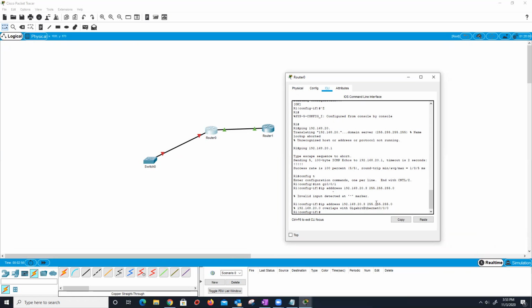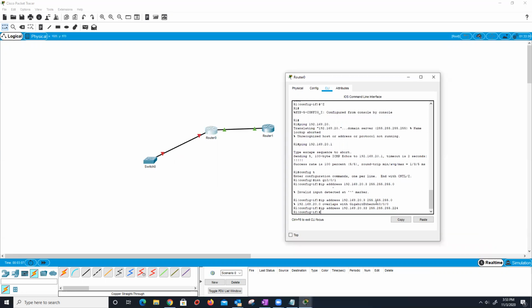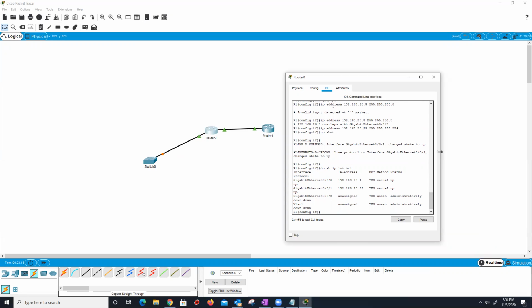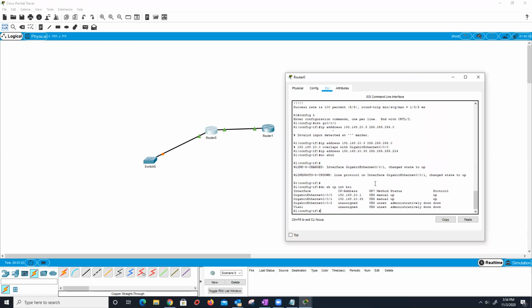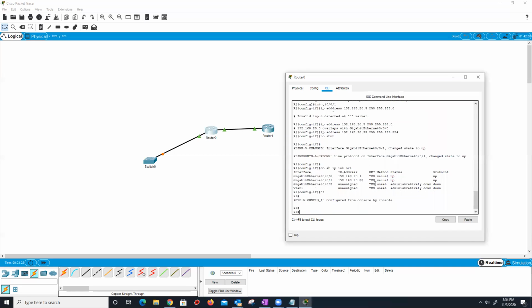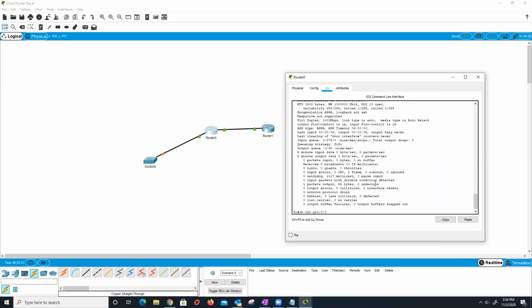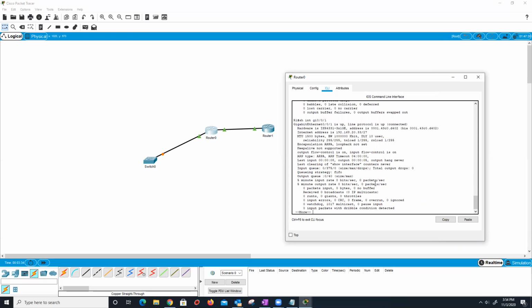But I could go in here and put, if I wanted, .33 with a mask of 255.255.255.224, a /27, no problem whatsoever. Do another no shut. Do show ip int brief. You will see now that I've got two IP addresses. Again, unfortunately, it doesn't show you the mask here. To show that, you've got to do a show run or show interface gi0/0/0, and it'll tell you that's a /30. This one is a /27.